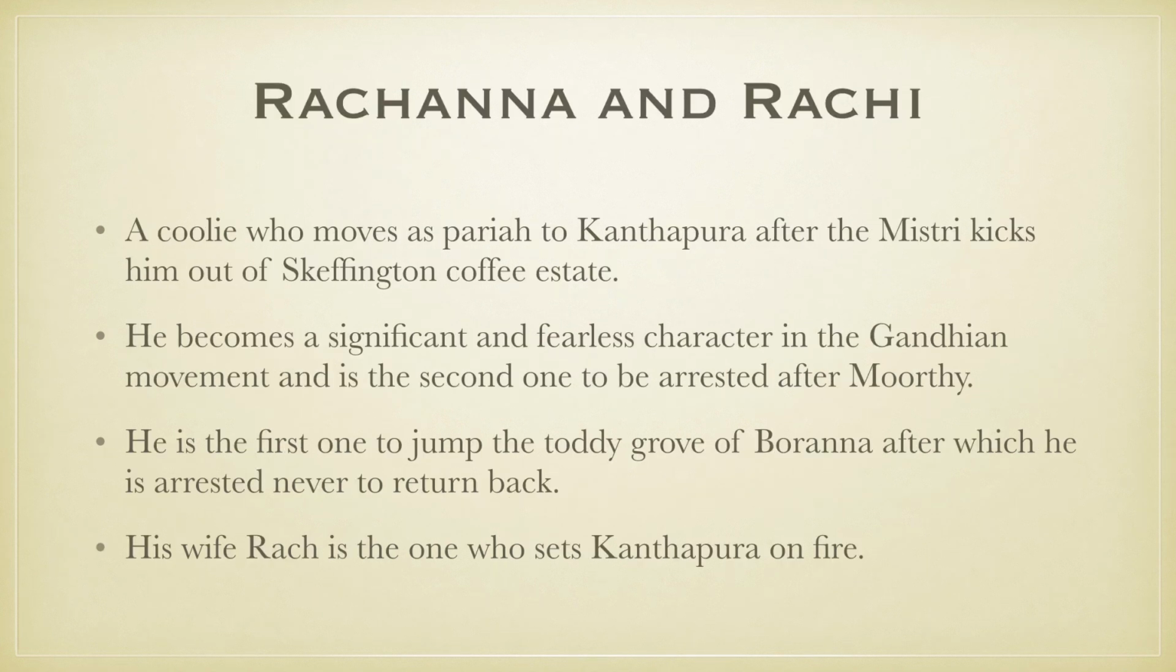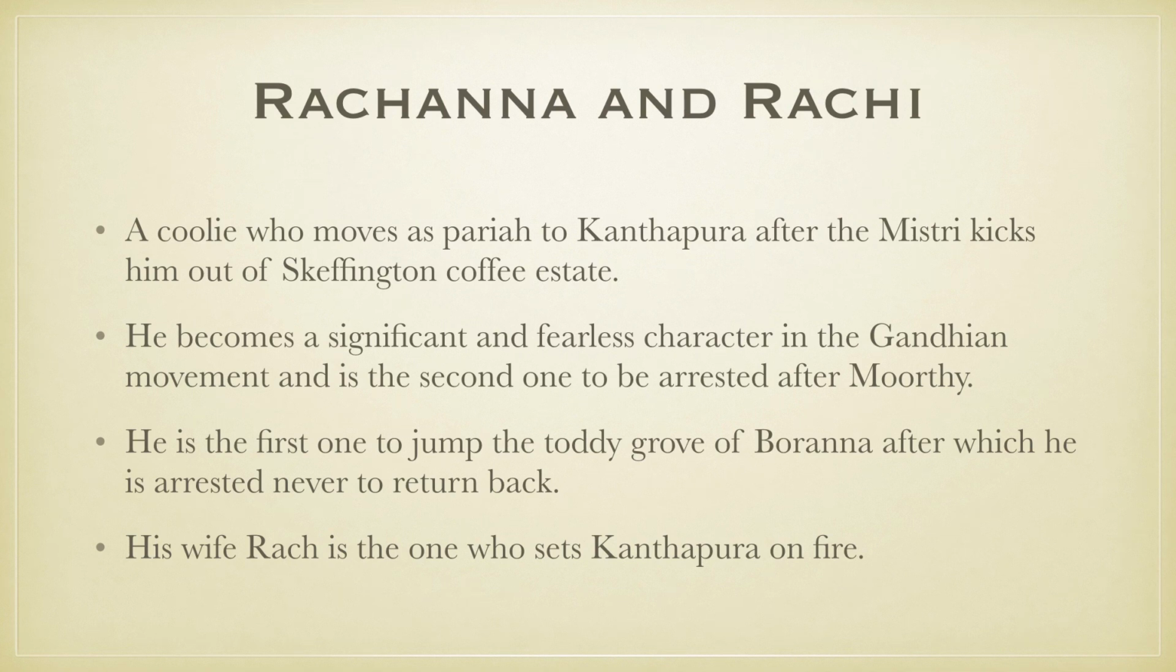Rachanna is a coolie who moves as a pariah to Kanthapura after the Mistri kicks him out of the Skeffington coffee estate. He soon becomes a significant part of the Gandhian movement and also the most fearless one, who often taunts and jibes the English policeman. He is the second one to be arrested after Murthy, and he is also the first one to jump the toddy grove of Boranna as he leads the toddy protest. Rachanna is arrested during the toddy protest, and we see that he does not come back to Kanthapura even till the end of the novel.